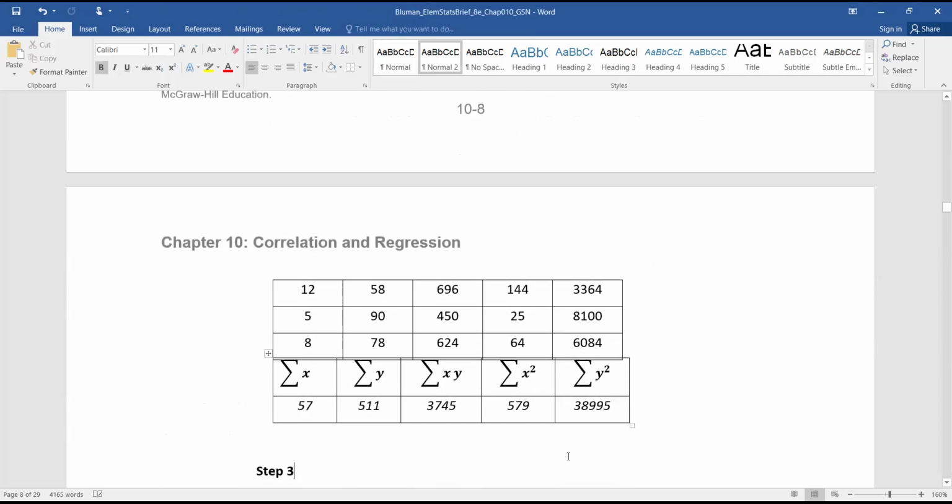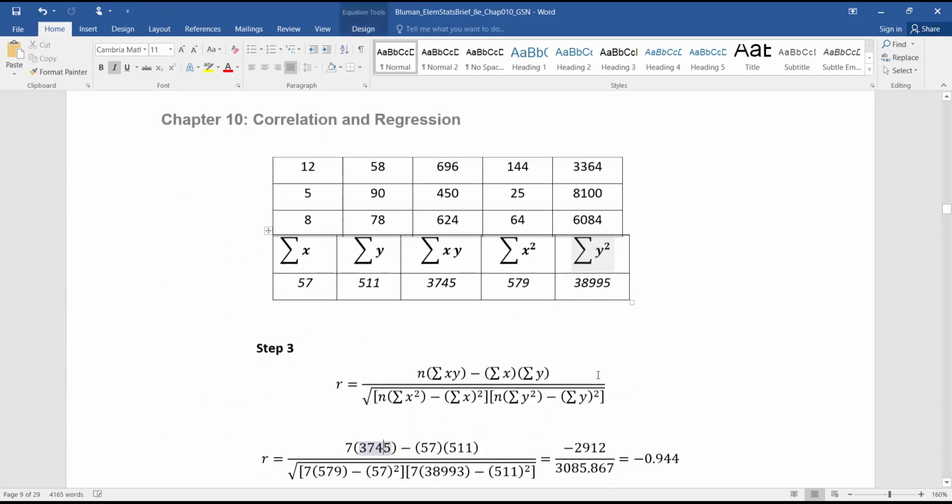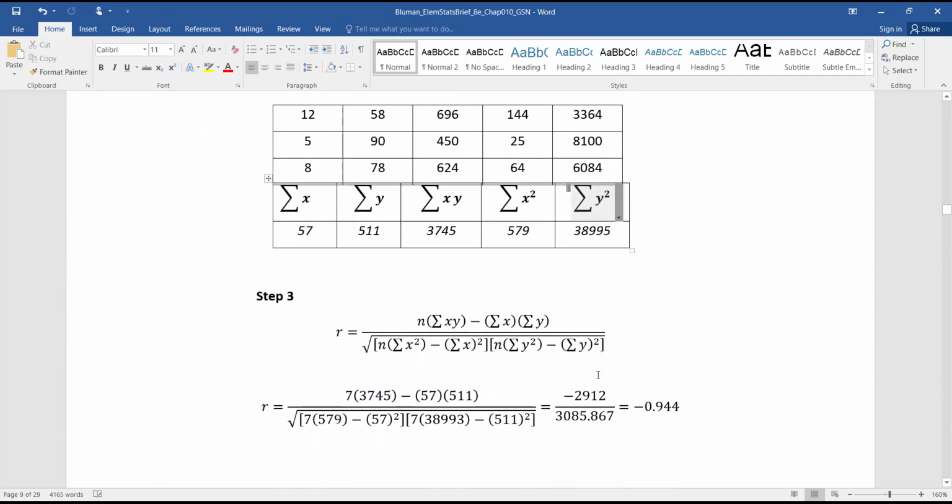After that, we just added each column. So we added our x's, added our y's, added our products, added our squares of x's and our squares of y. And then you can see in step 3 here that now that we have all of these numbers, we're just going to simply plug it in.